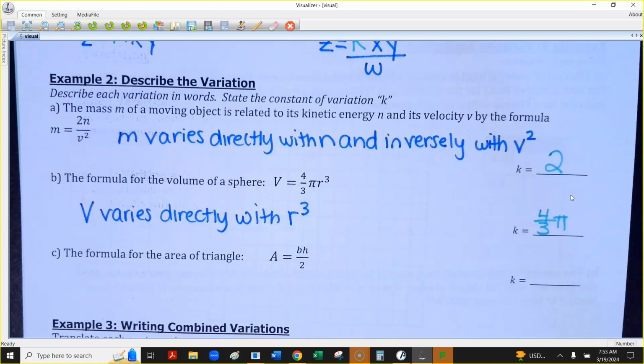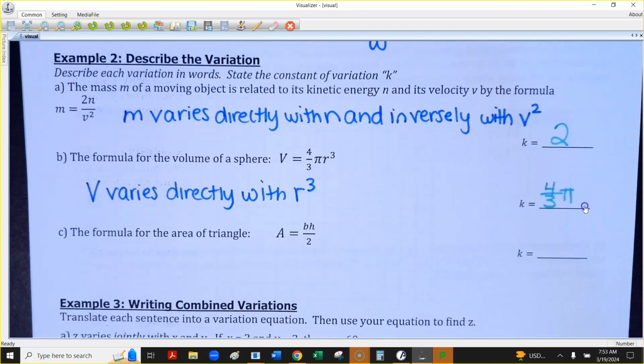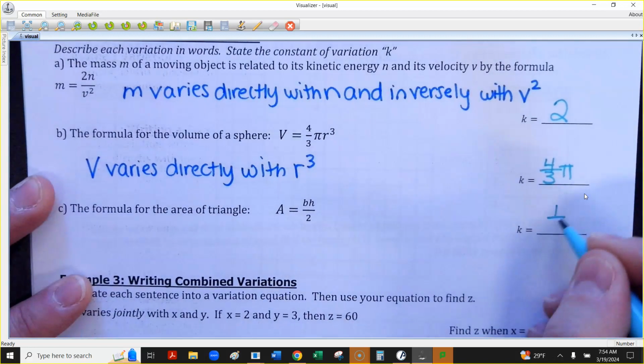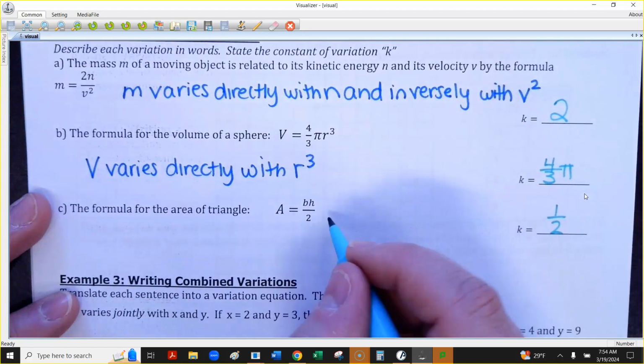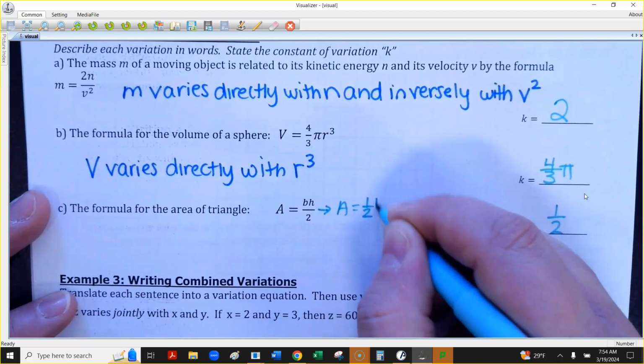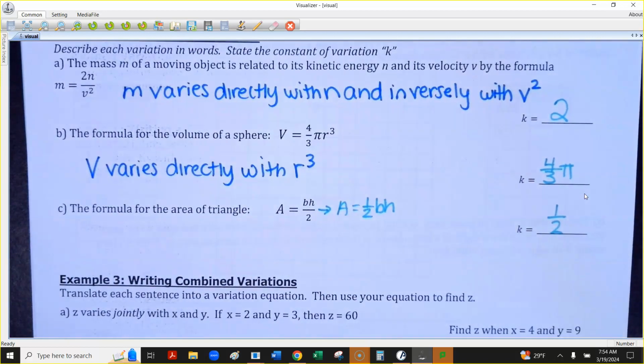And then the last one, I think this is kind of tricky here. The last one says the formula for the area of a triangle. So I have area equals base times height divided by 2. Anybody tell me the K value for this formula? What do you think? Yes, 1/2. All right, so I don't know about you guys. When I learned, they taught it, it's the same formula, but I learned it like that, 1/2 base times height. Both of those are the same.